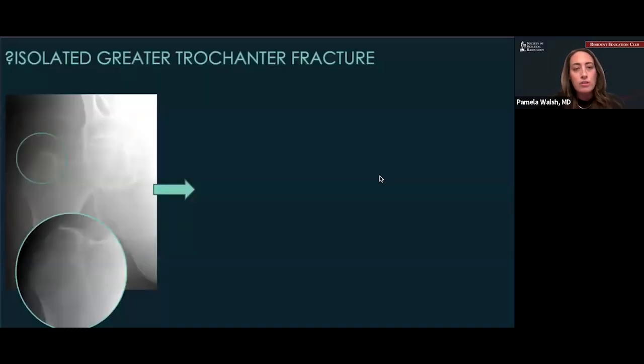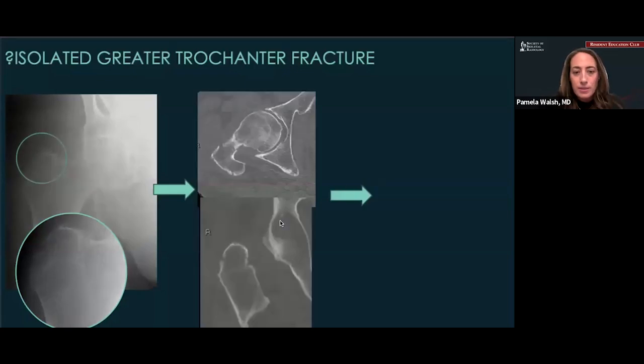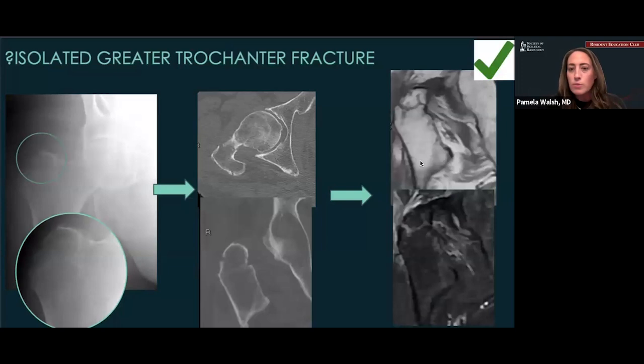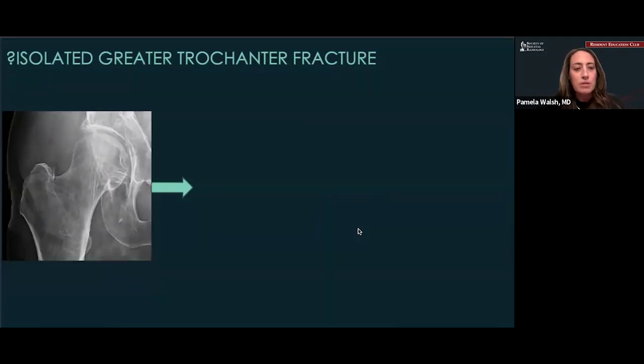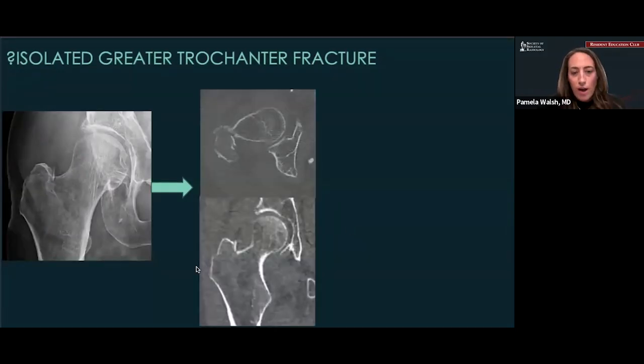So here's our greater trochanteric fracture. We get a CT, we see the fracture, and then here this patient gets an MRI. And they're good to go because we don't see any other fracture. But then let's look at another patient. So here's this greater trochanteric fracture, not really displaced. Here's our CT.